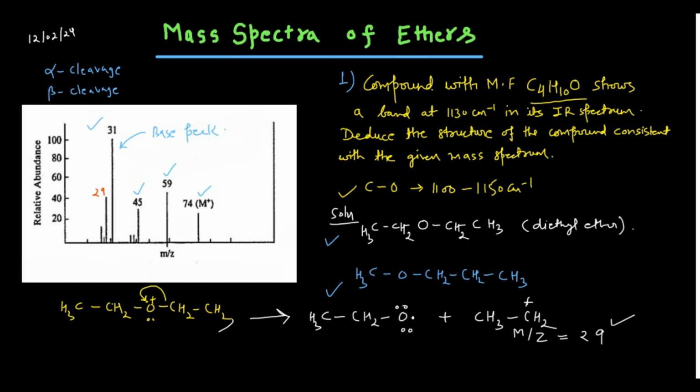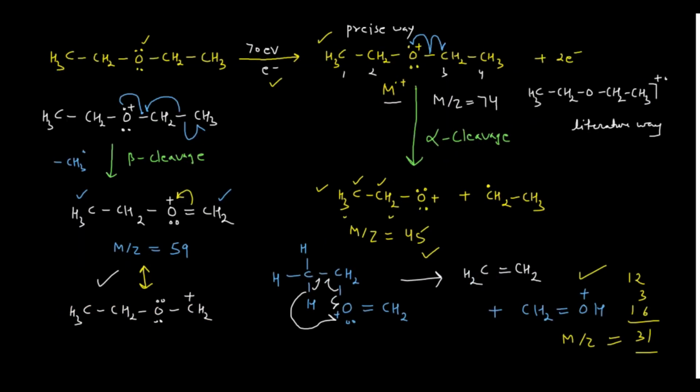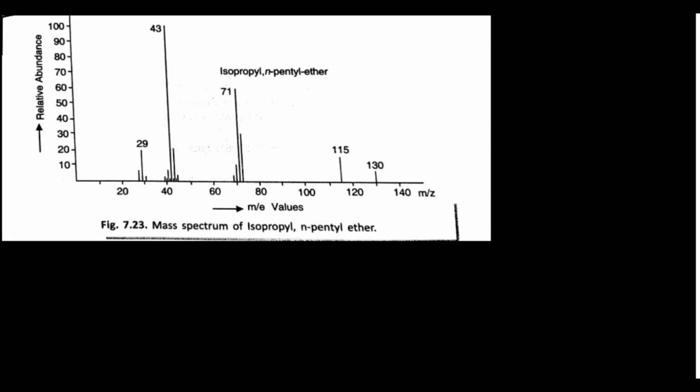Now what you can do, you can practice on your own, or if the time permits. Okay, quite a bit of time is there. So this is another structure. How can you explain this particular mass spectrum if it is an ether, right? Again it is quite simple. You can do your alpha cleavage and the beta cleavage, and then you can decide what this is. So let's discuss this structure as well.